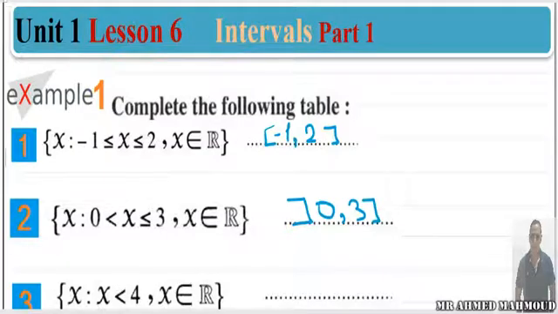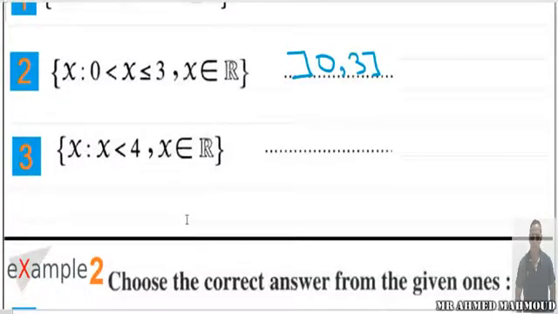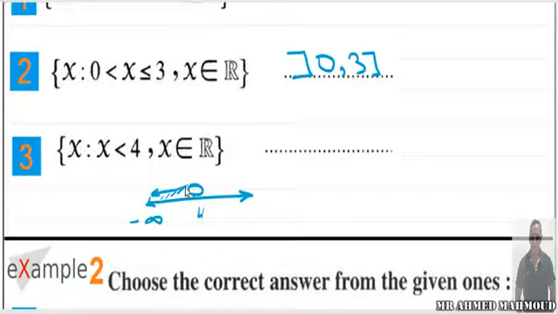The next one, I have X smaller than 4, but I don't have an equal sign here. If I need to represent this one on the number line, I will have 4 in the middle, and 4 here is opened. X is smaller, so it will go in this direction, to negative infinity, as I explained. Then this one is represented by negative infinity and 4. Negative infinity here is opened, and 4 here is opened because we don't have an equal sign here.